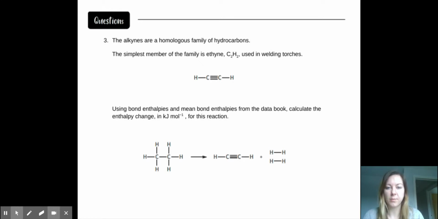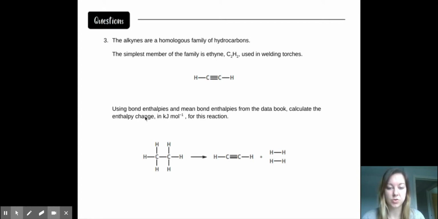The alkynes are a homologous family of hydrocarbons. The simplest member is ethyne, which is C2H2, and it's used in welding torches. And it gives you the formula there, the structural formula. Using bond enthalpies and mean bond enthalpies from the data booklet, we have to calculate the enthalpy change in kilojoules per mole for this reaction.